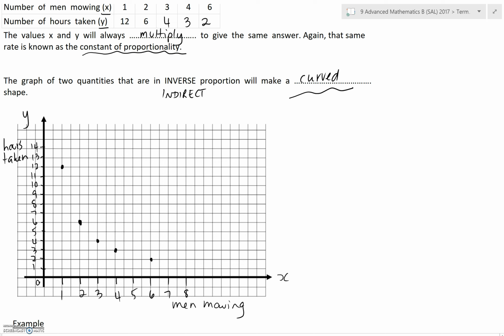So what we've got instead is draw a smooth curve between those points. So if we think about it, it should keep going in the inwards direction, because the less men, the longer it's going to take, although it is difficult to get less than 1 man, but maybe it's someone doing it part-time or something like that.